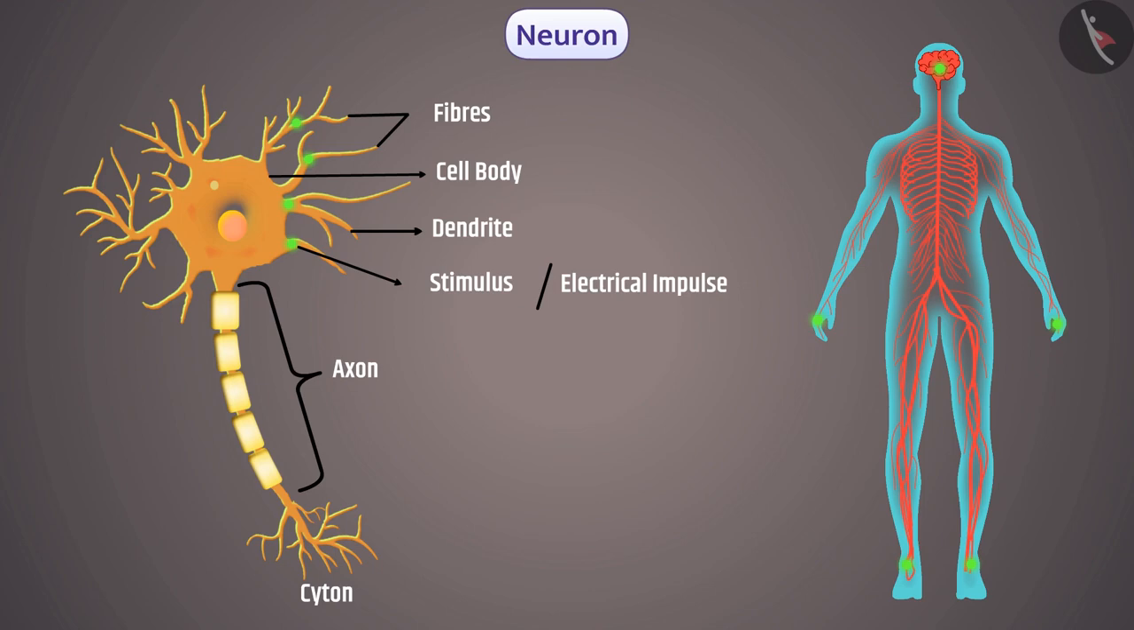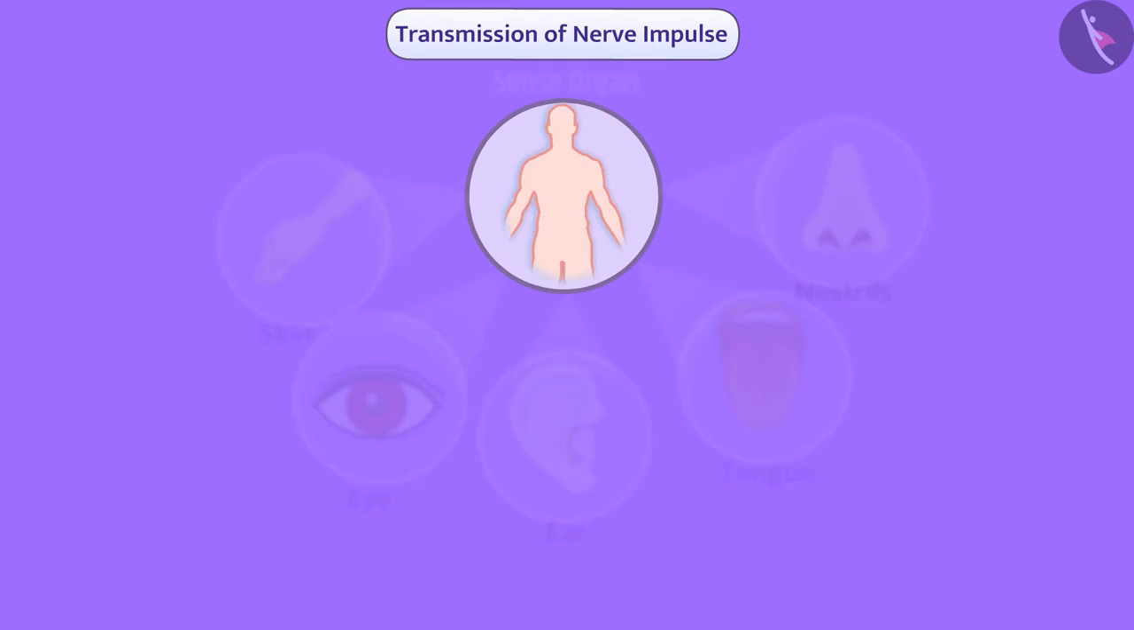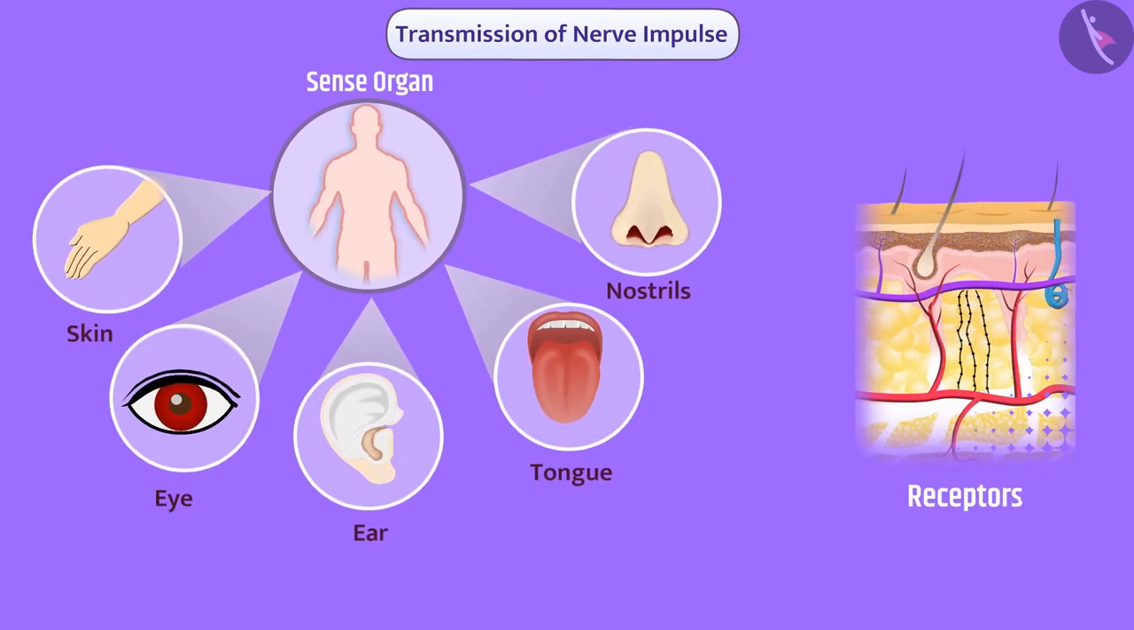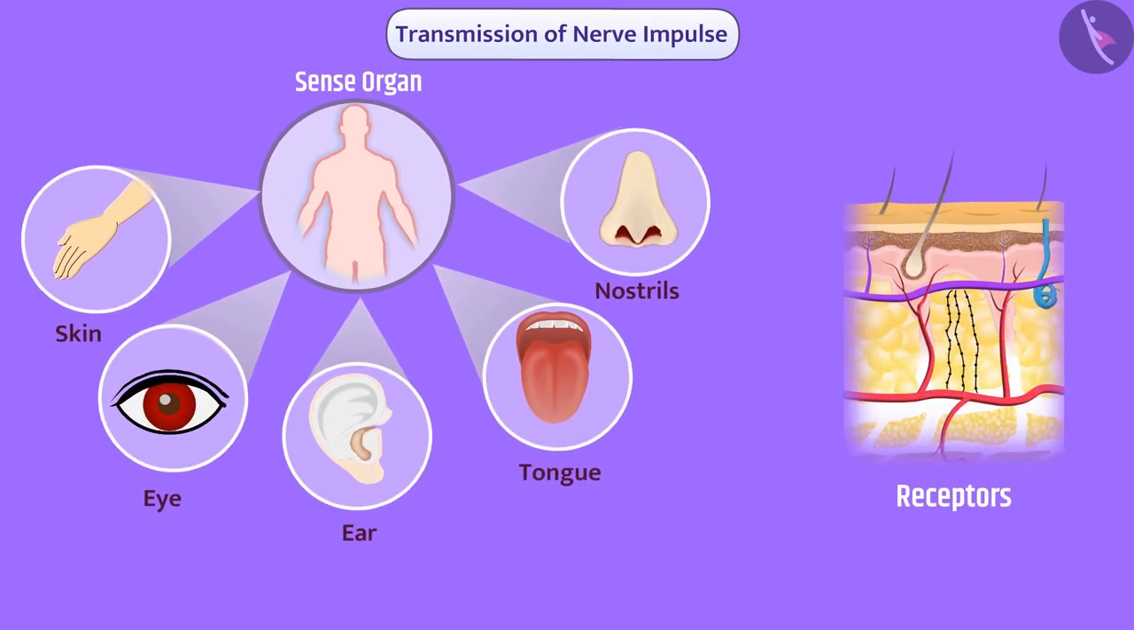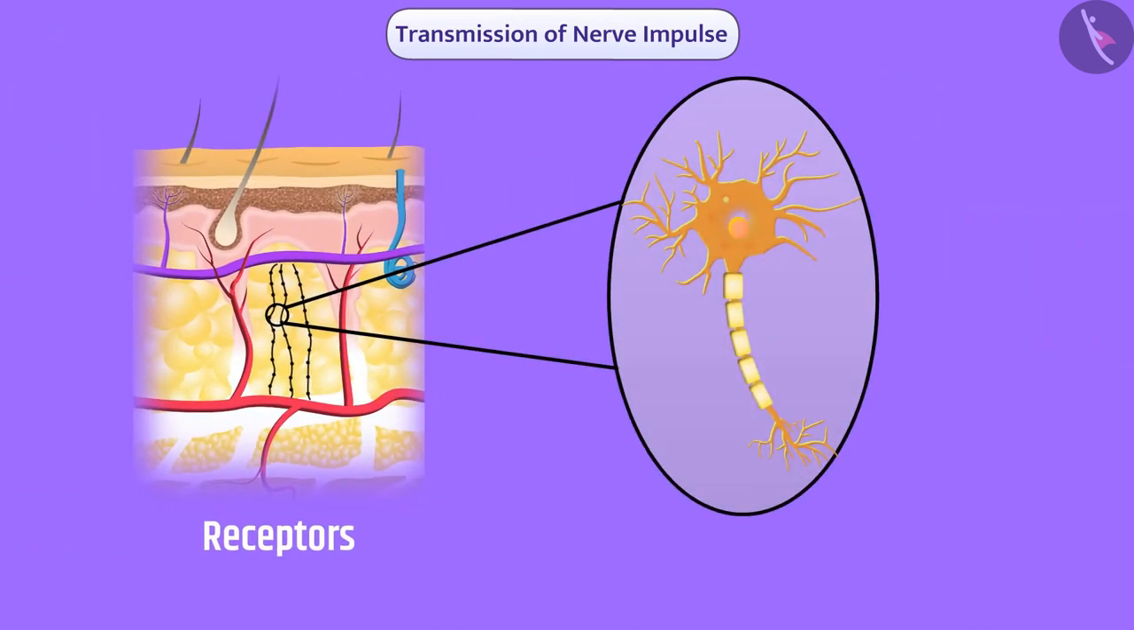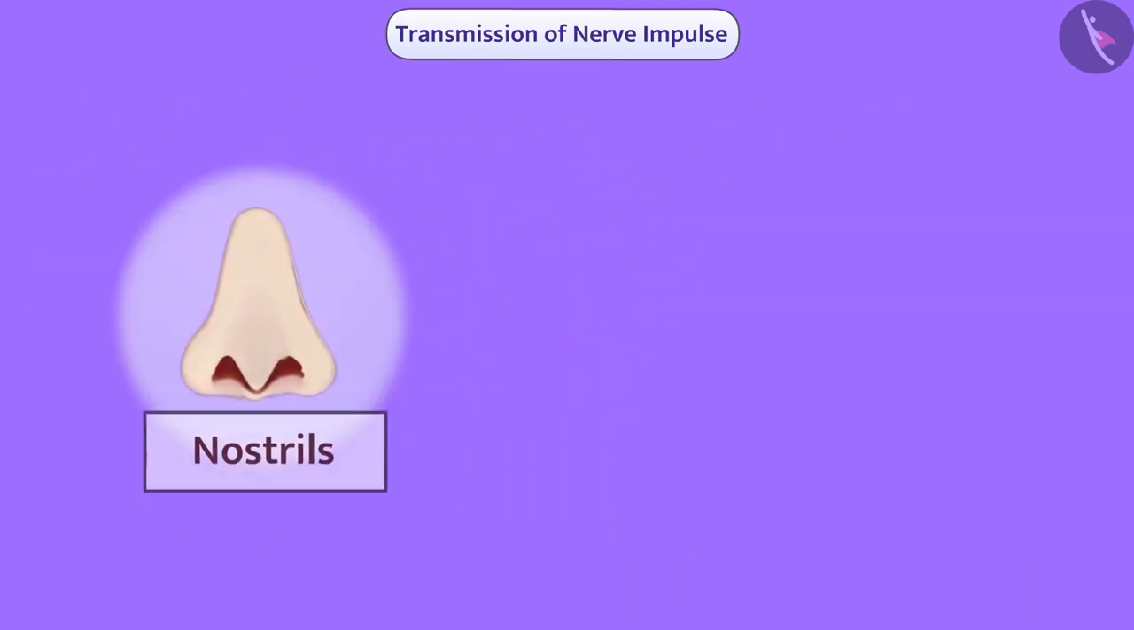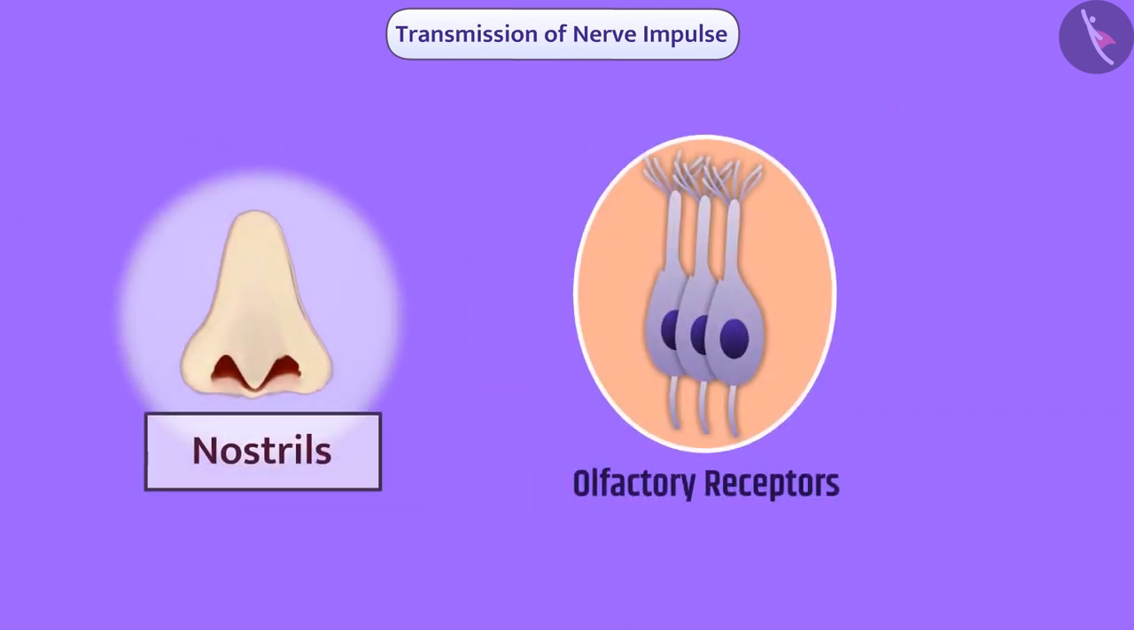Let's talk about it in detail. The sense organs in our body consist of receptors. Dendrites of neurons are present in the receptors. The dendritic tip identifies the information in the environment. For example, the olfactory receptors present in our nostrils detect smell.